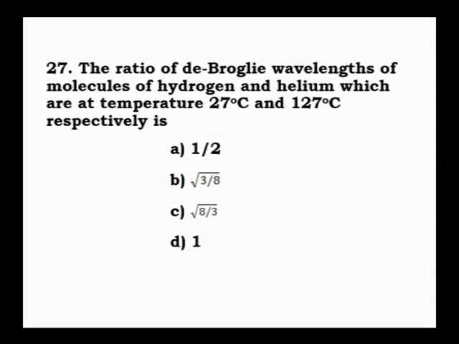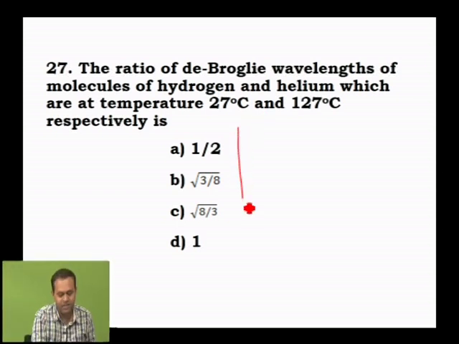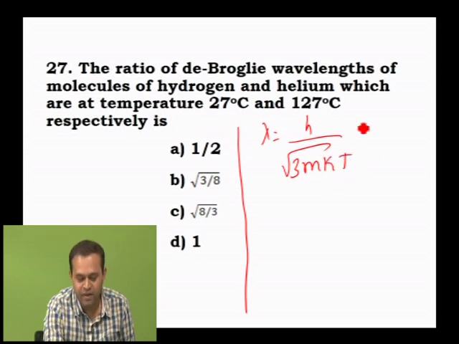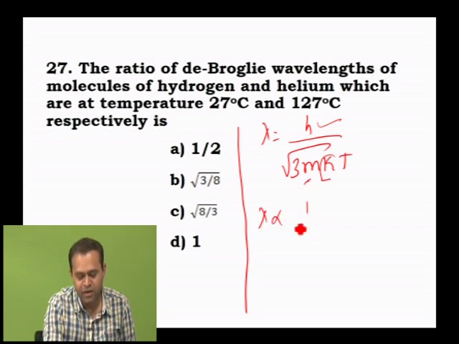Then the ratio of de Broglie wavelength of molecules of hydrogen and helium at temperatures 27 degree and 127 degree. Now listen. You know the expression, lambda equal to, for a gas molecule, h by root of 3 into m into k into t, correct? h is constant, k is also constant, different molecules are there, so the mass changes. Therefore lambda value will be inversely proportional to root of m into t.